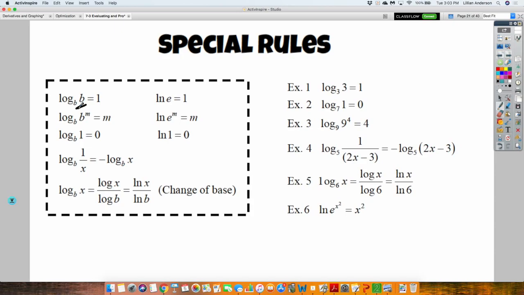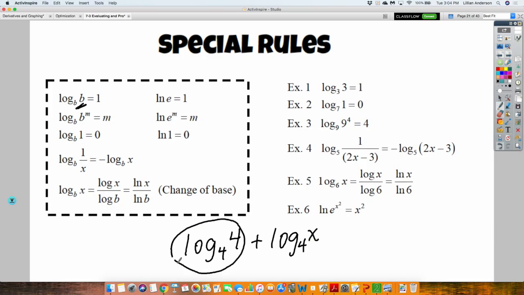So for example, if you were to expand something and it ended up being, say you had log base 4 of 4 plus log base 4 of x, I'm expecting you to be able to recognize that log base 4 of 4 is equal to, not 4, 1. So then your answer would be 1 plus log base 4 of x. Do you see how that goes? So it's just a matter of simplifying. We haven't had any of those yet, but now that I've gone over them, you're going to have them now.